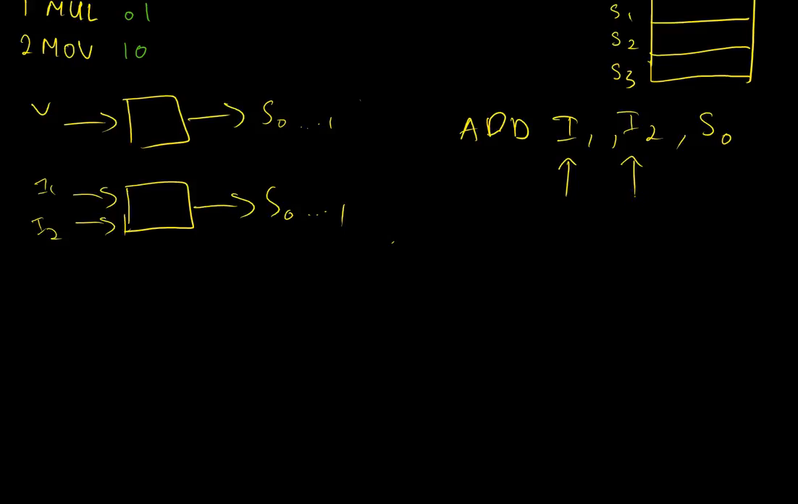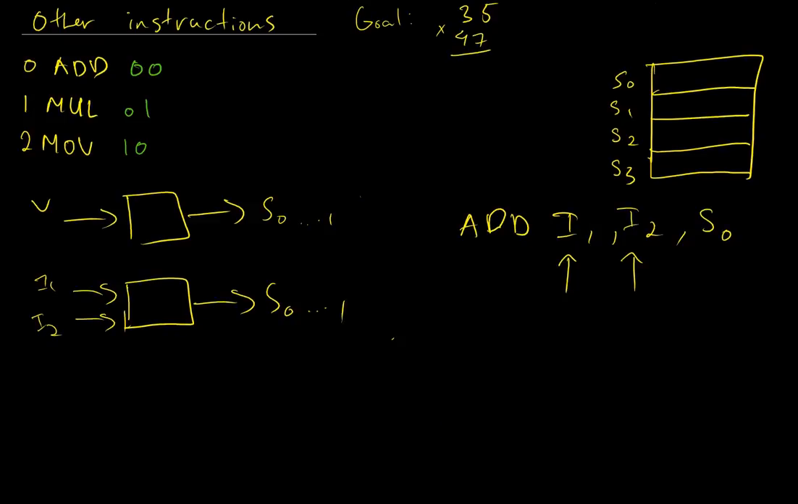Well, in the case of the move instruction, the inputs were just values. But for these instructions, we're going to do something different. Instead of adding just raw numbers that we write in their numerical form, like we won't be doing things like add 3, 4 into S0. Instead, we're going to add what is contained in the computer's memory. So we'll say something like add S1, S2, and store it in S0.